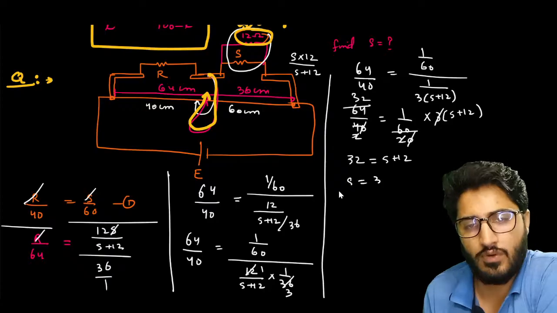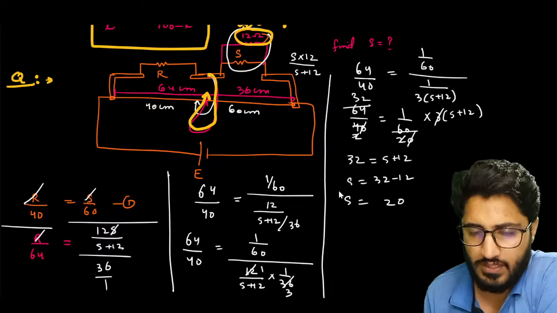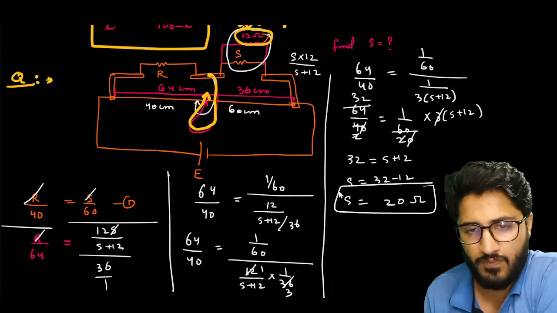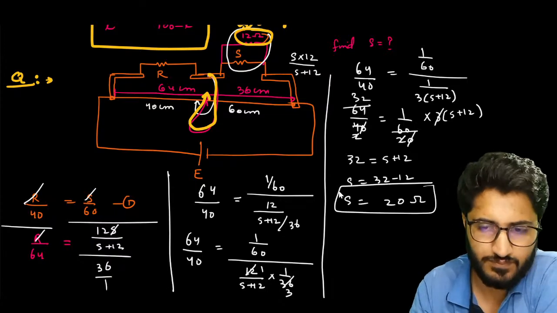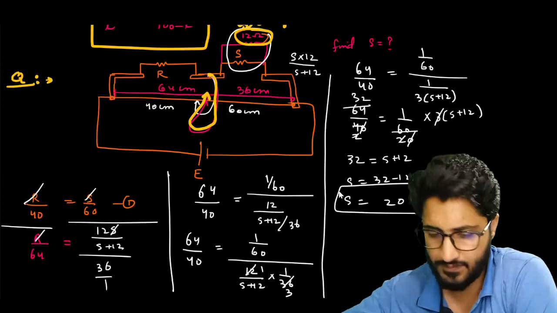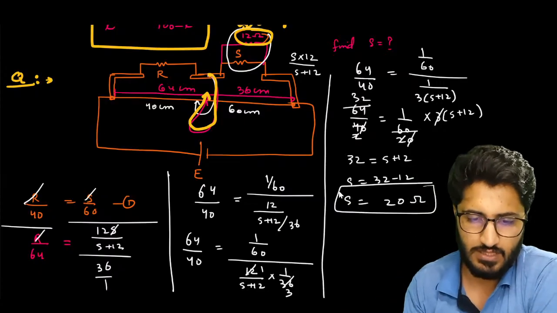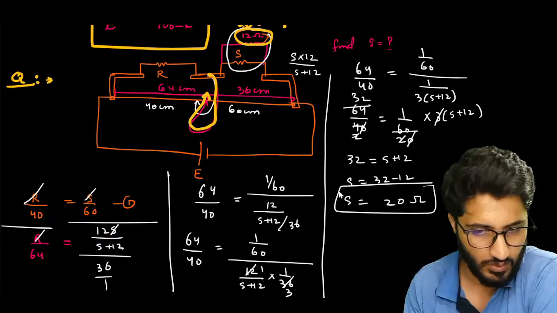So S came out to be 32 minus 12. S came out to be 20 ohm. Is this correct now? Huh? Is this one correct now? 20 is awesome, no?